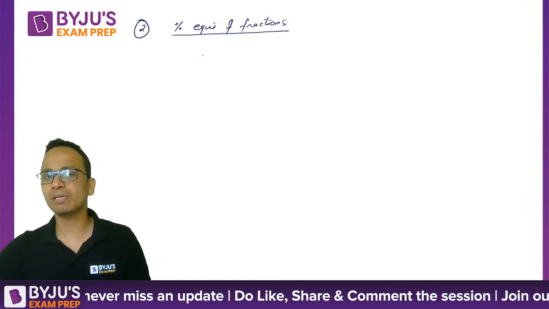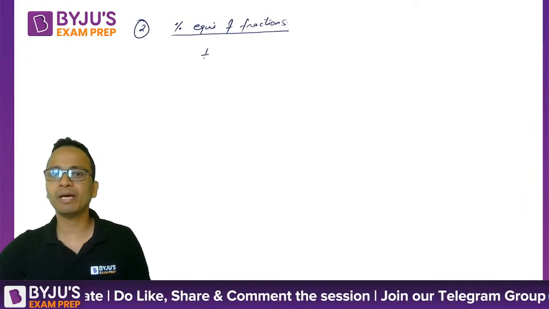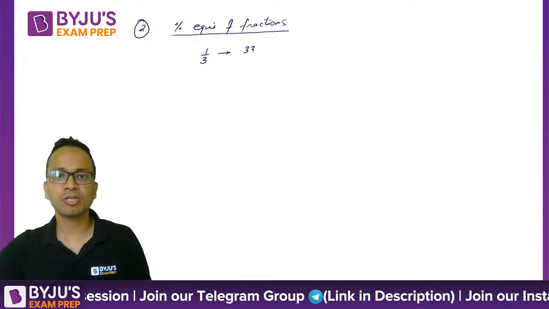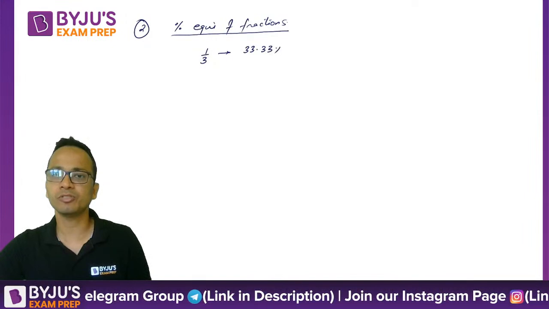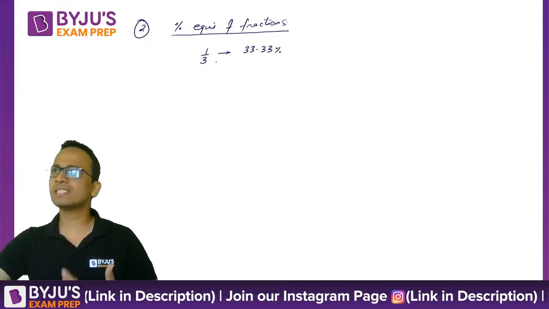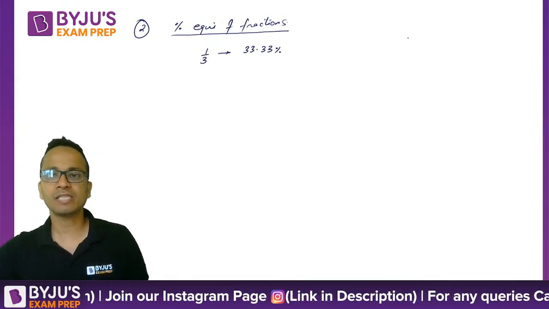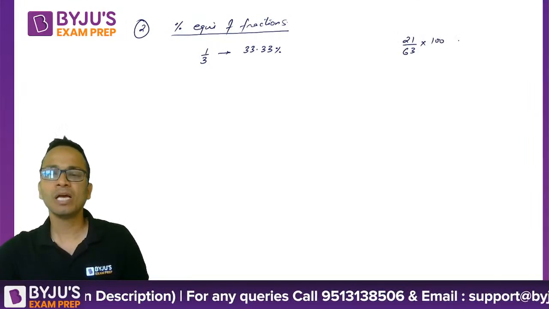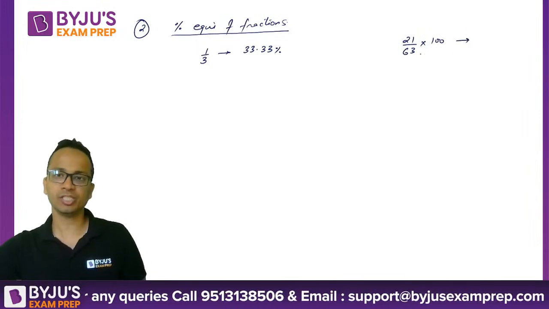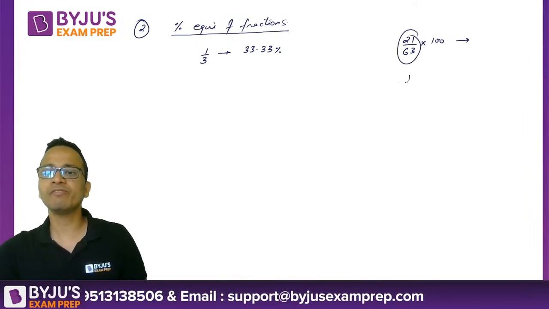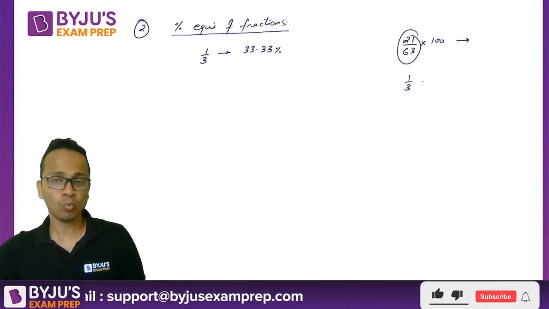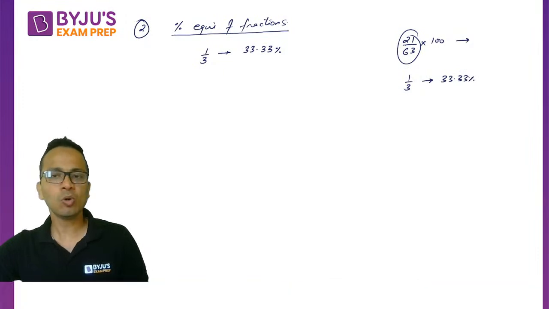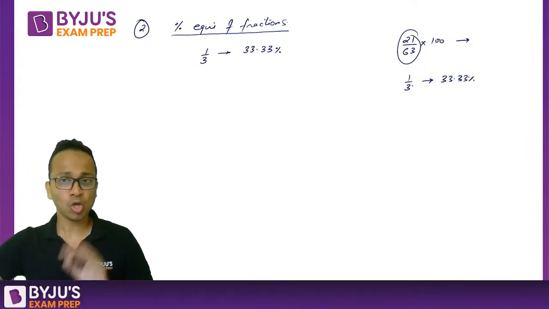Okay, so the second thing I was talking about, percentage equivalence of fractions. What does percentage equivalence of fractions mean? There are some fractions like 1/3, so the percentage equivalent of 1/3 we should know, it is 33.33%. Okay, so if in certain calculations you have something like 21/63 into 100 and you have to convert it into percentage, so 21/63 you can visualize it is 1/3, so what will it be? 33.33%. So you will not have to divide.